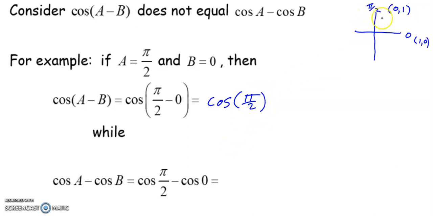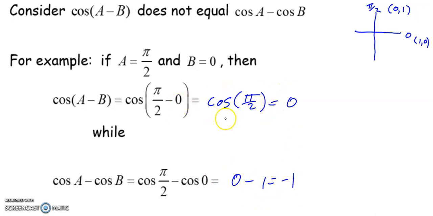So when we look at pi over 2, the x value of that point is 0. So the cosine of pi over 2 is 0. However, if we do the cosine of a minus the cosine of b, because I distribute into the parentheses, which I've told you don't do, let's find out why. This is saying the cosine of pi over 2, which is 0, minus the cosine of 0, which would be 1. That equals negative 1. We're not going to get the same values. This one is wrong. The one on the top is right.